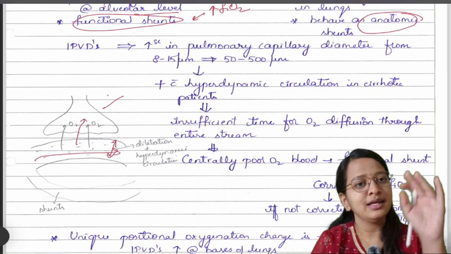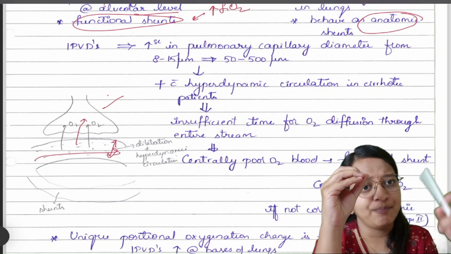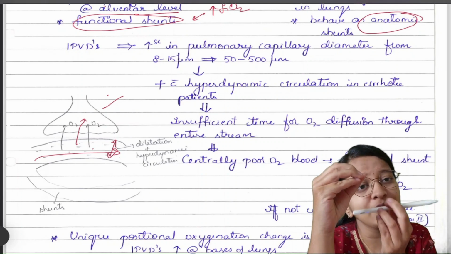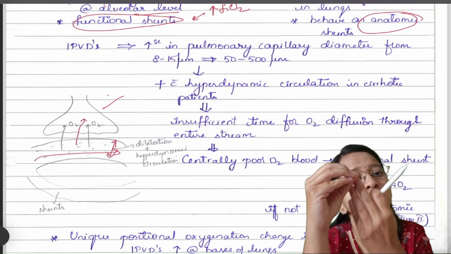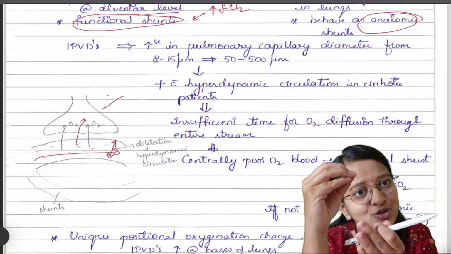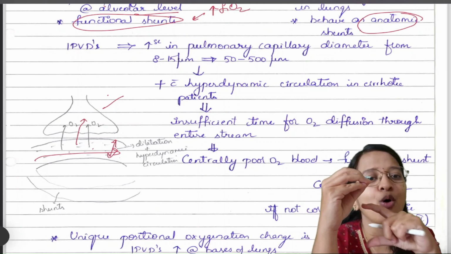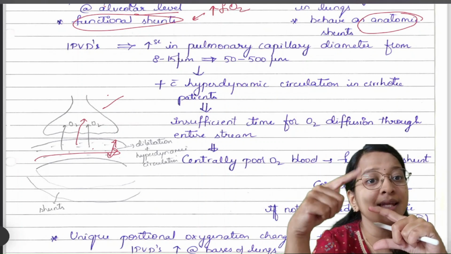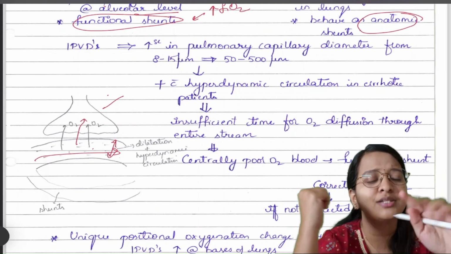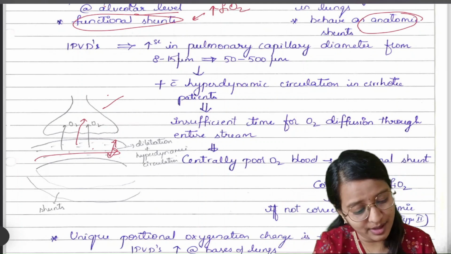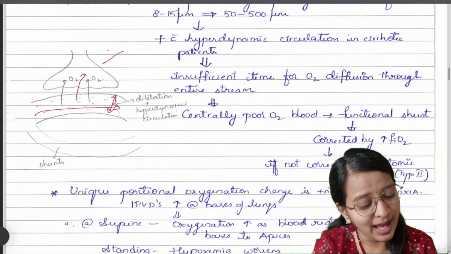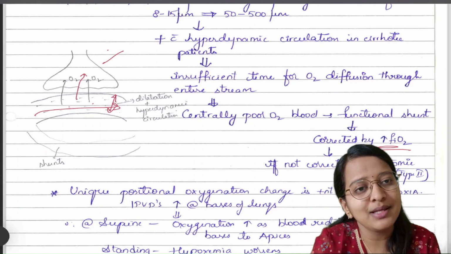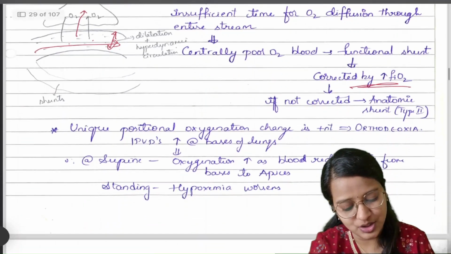How? See, this is your alveoli. This is your blood flow. If the blood is flowing fast, what happens? There won't be any time for the oxygen to diffuse from this vessel to your alveolus. And added to this, there is vascular dilatation. So, for the oxygen to transfer from here to the alveolus, it will take time. And there is no such time because of hyperdynamic circulation. So, there is resultant hypoxemia. And this is your functional shunt and it can be corrected by an increase in FiO2. If that is not getting corrected, that means it is type 2, which is anatomical shunt.